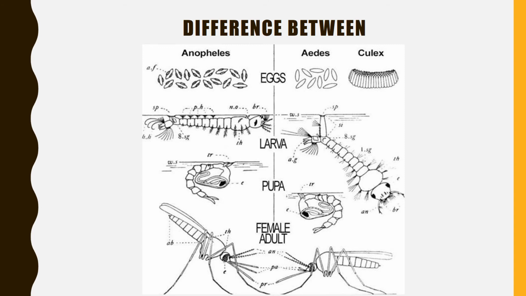Now let us differentiate the larvae of Anopheles and Culex. As you can see, the larva of Anopheles is a surface feeder, whereas the larva of Culex is a bottom feeder. In Anopheles larva, the respiratory siphon is short, whereas in Culex larva, the respiratory siphon is longer. The Anopheles larva remains parallel with the water surface, whereas the Culex larva forms an angle inside the water.